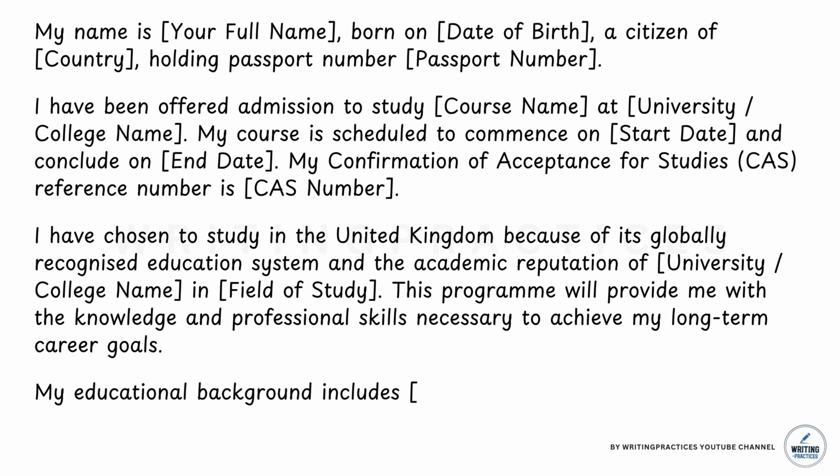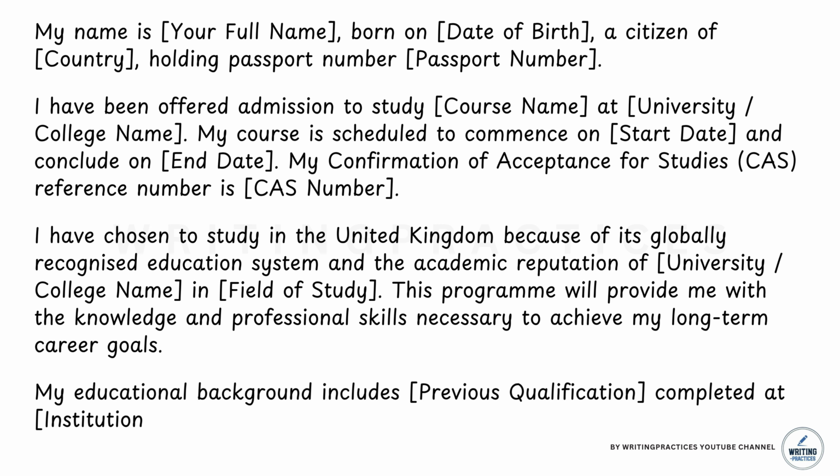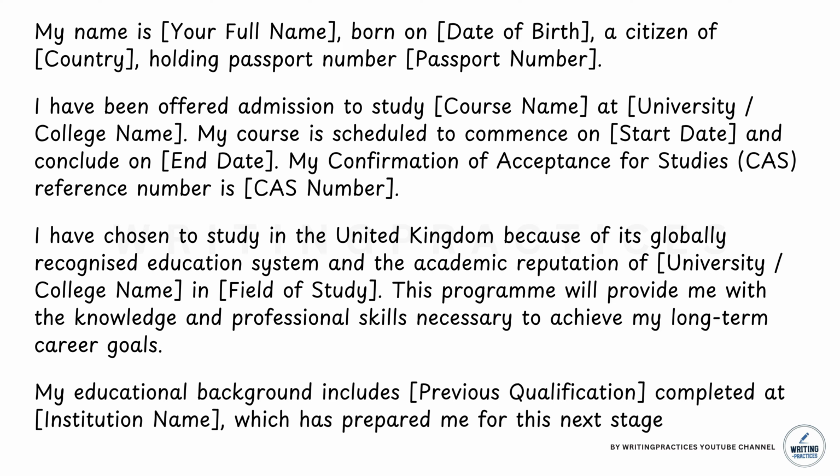Explain your academic background. Now describe your previous education. For example, my educational background includes a Bachelor of Science in Computer Science completed at the University of Toronto, which has prepared me for this next stage of academic advancement. This shows that your course progression is logical. Visa officers want to see that your chosen program aligns with your previous qualifications.